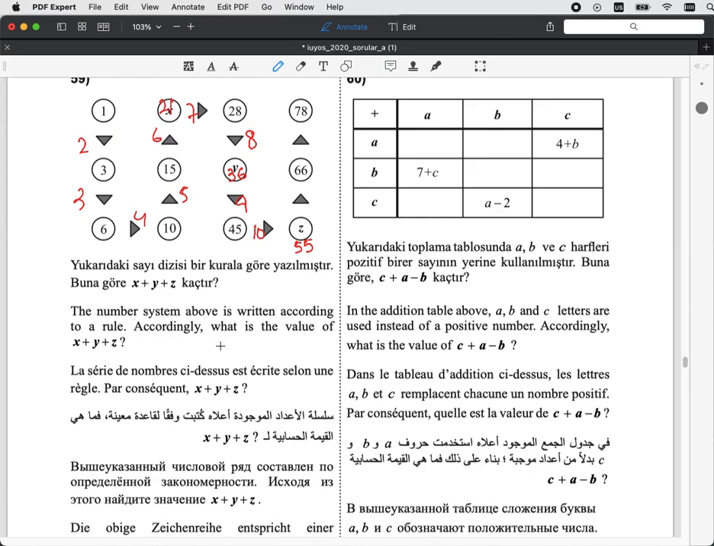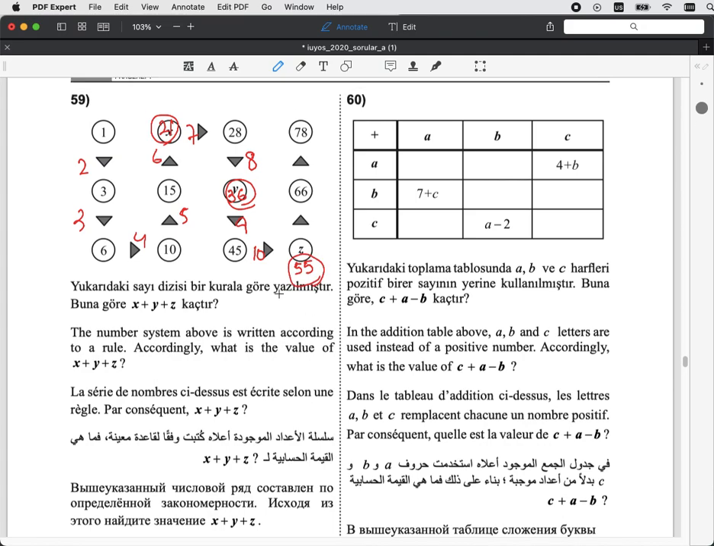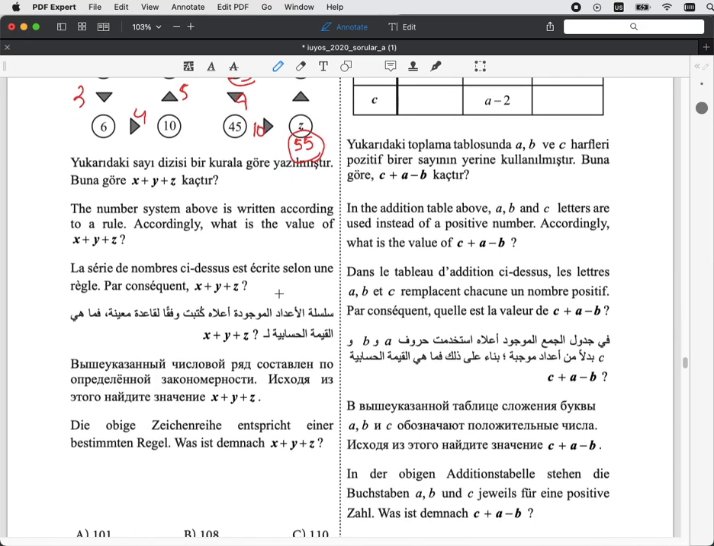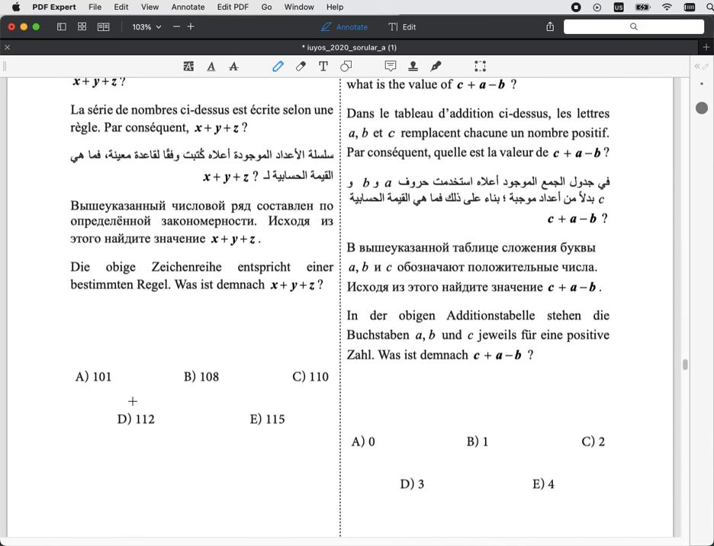Okay, then the x, y, z. So x is 21, y is 36, z is 55. And if you make the addition, the answer is 112.